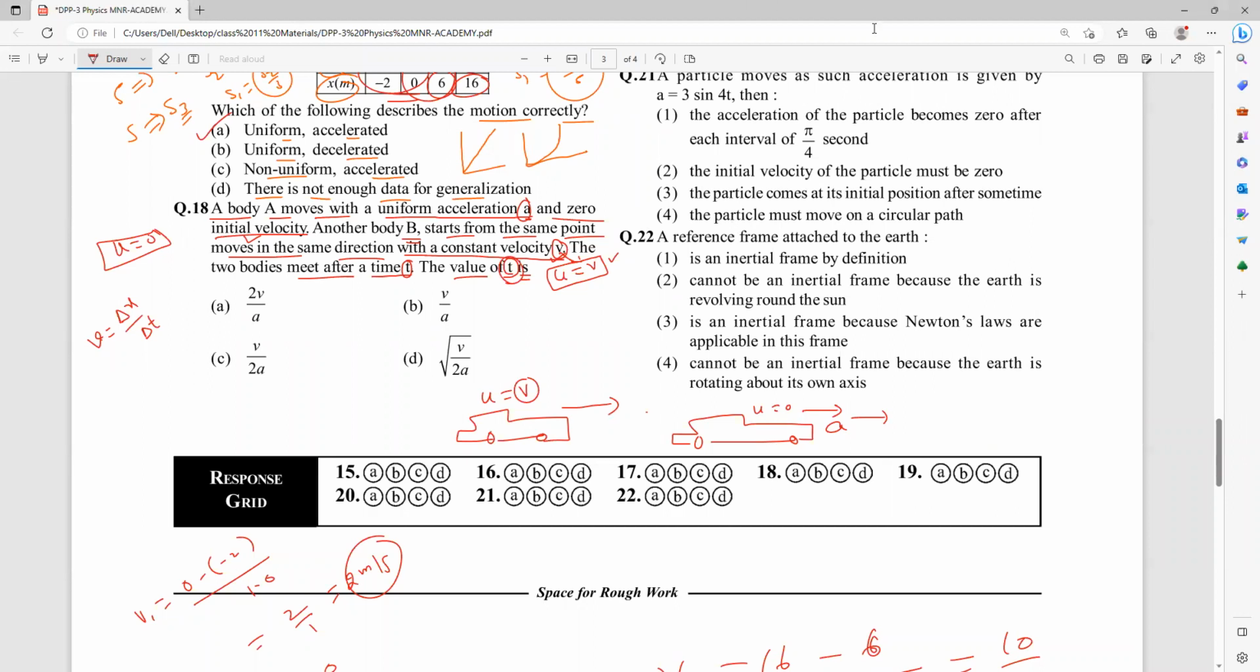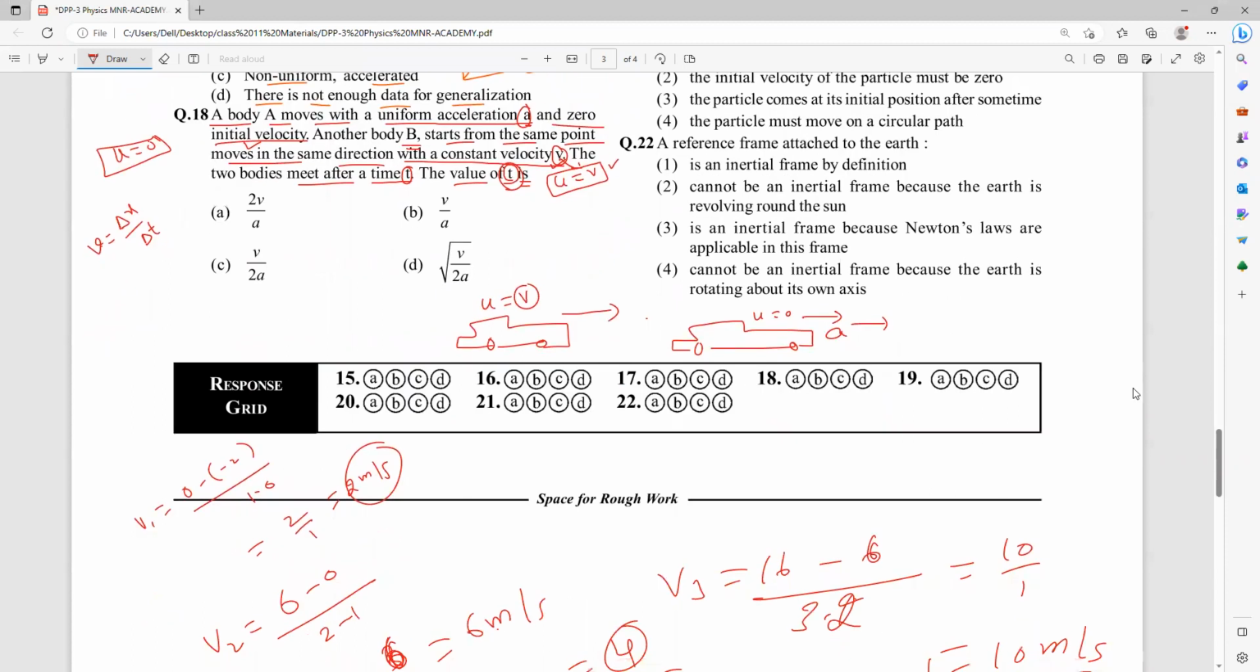So let us find. They will meet at the same point. Same point means both positions are the same, at a certain time. So let us find what time they will meet, equate it, and get it. They are asking at what time both the cars will meet after some time.